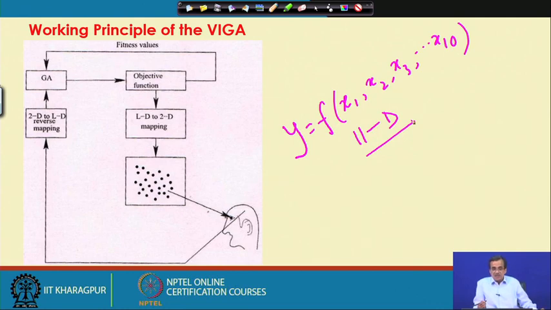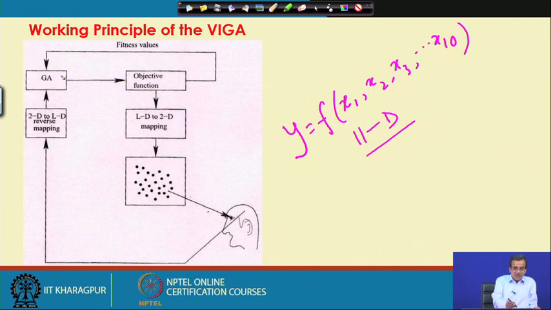So, we cannot visualize this. So, for the purpose of visualization, what we will have to do is the mapping to either 2D or 3D. Now, this task I have given to the GA and the GA will try to find out the optimal solution.